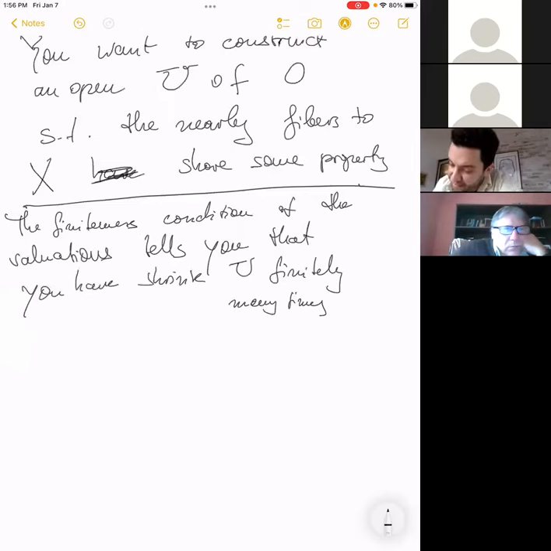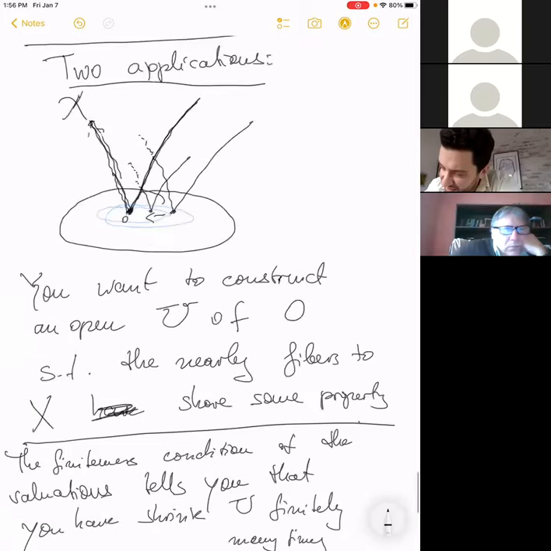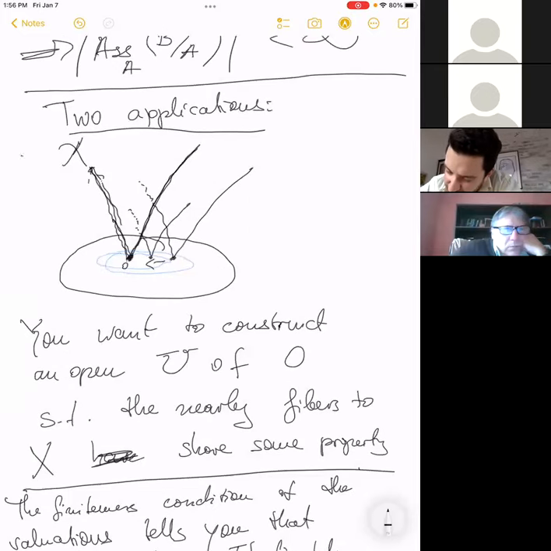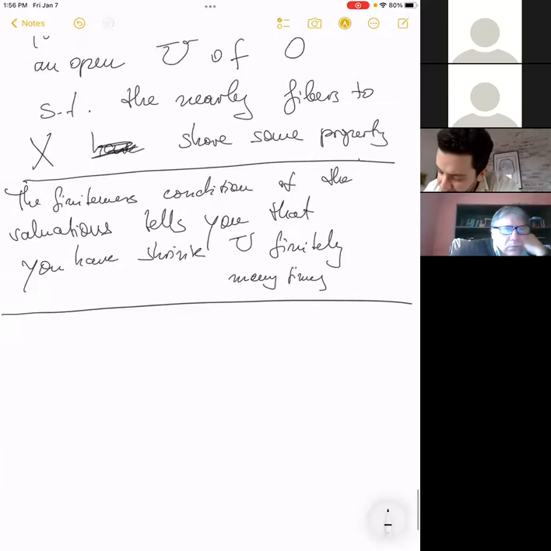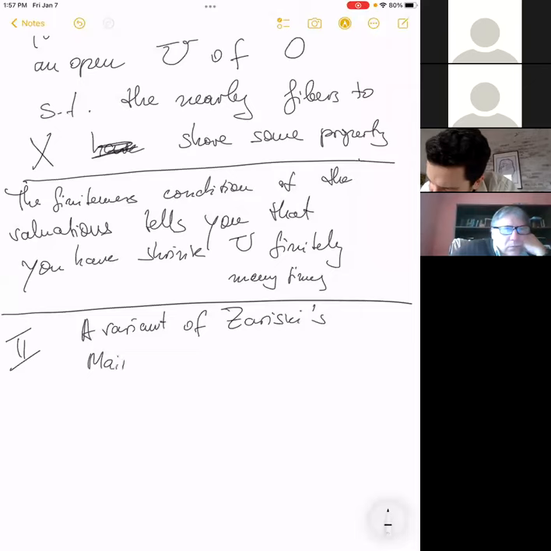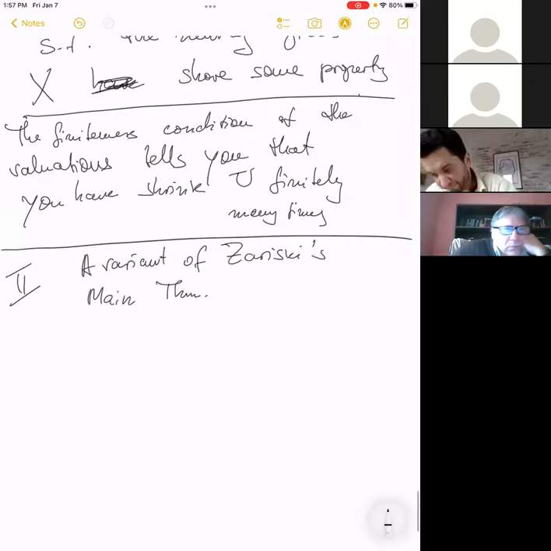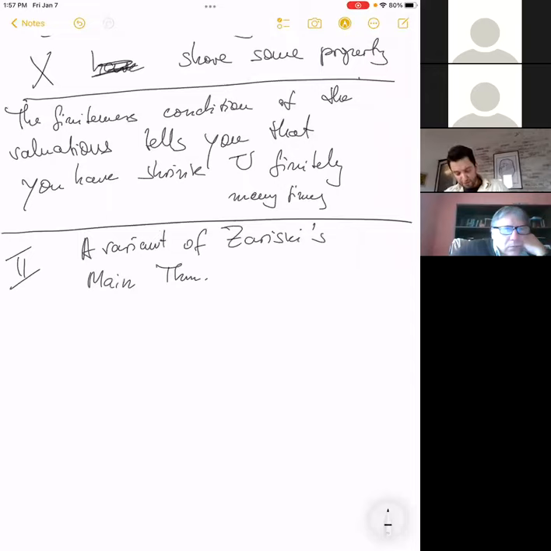And the other application that I want to talk about in the next 6 minutes is a variant of Zariski's main theorem. So this was application number 1. And now I want to talk about application number 2: a variant of Zariski's main theorem. So remember the different versions of Zariski's main theorem that I described in the beginning of my talk.